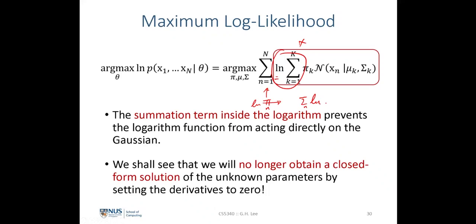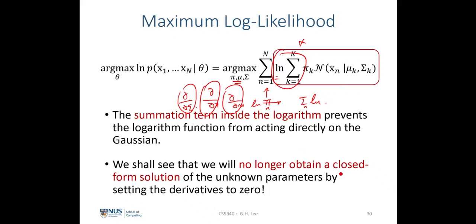And what this means is that since we cannot push the log term into the summation term, the argmax over all these parameters means that all the parameters will be coupled together. After we take the argmax by doing partial differentiation with respect to pi, mu, and sigma, we will see that due to this log term outside the summation term, they will all be coupled together.